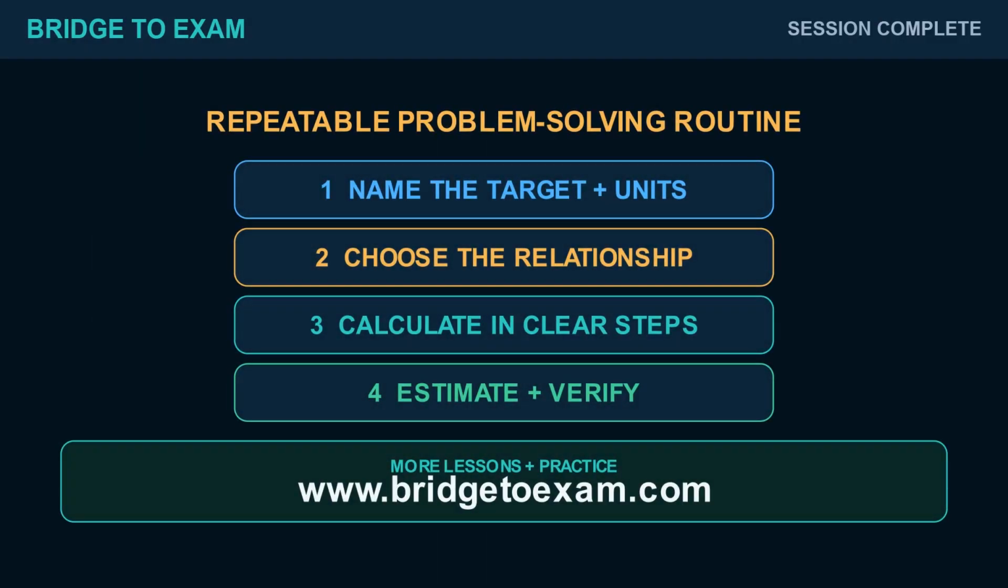Use this routine: name the target and units, choose a relationship, calculate with clear steps, then estimate and verify. Define the relationships, choose a representation and solution method, find their common result, and validate it against every condition.